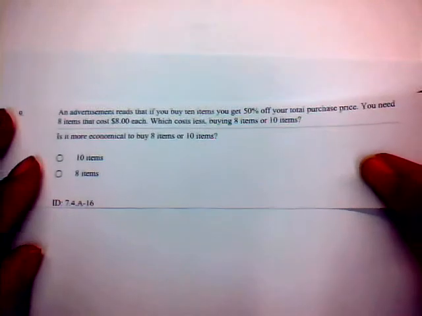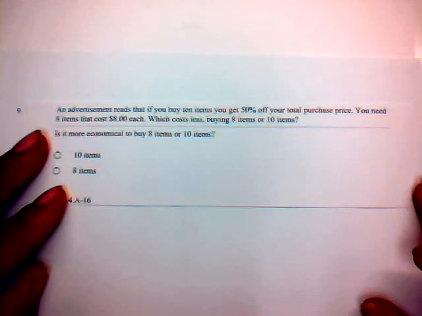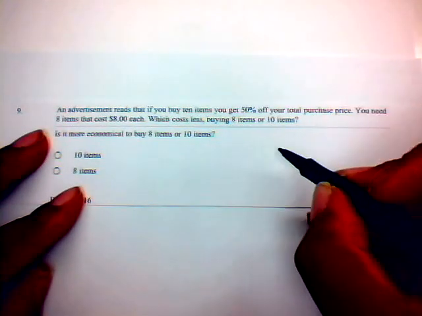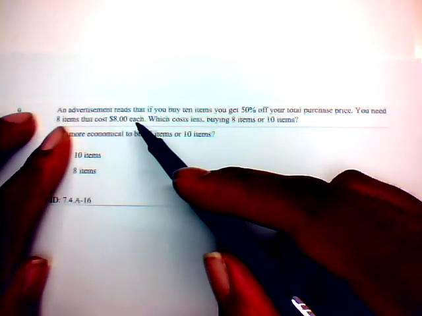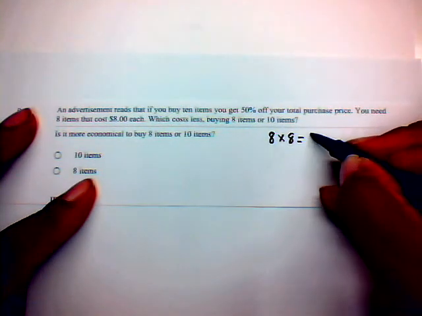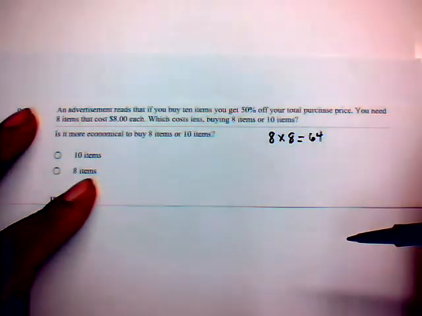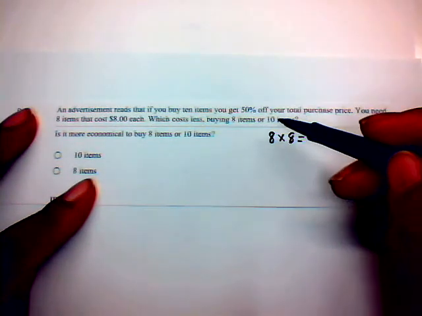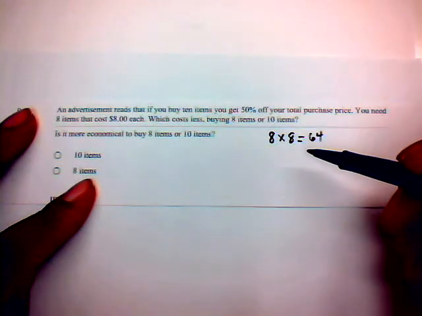All right, problem number 9. An advertisement reads that if you buy 10 items, you get 50% off your total purchase. You need 8 items that cost $8 each. Which costs less, buying 8 items or 10 items? Now let's look at this here. You're buying 8 items that cost $8 each. So here, that's 8 times 8, which will give you 64. Now you won't get the 50% discount off the total price because it's less than 10 items.